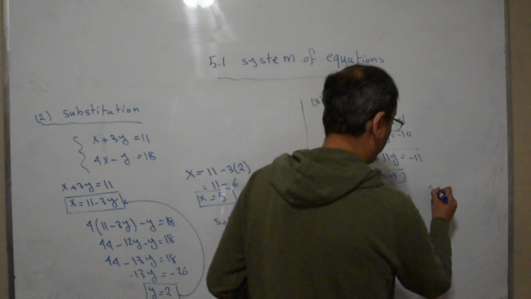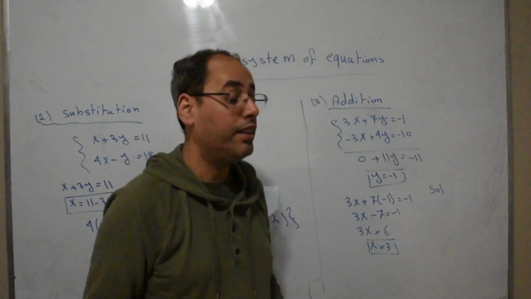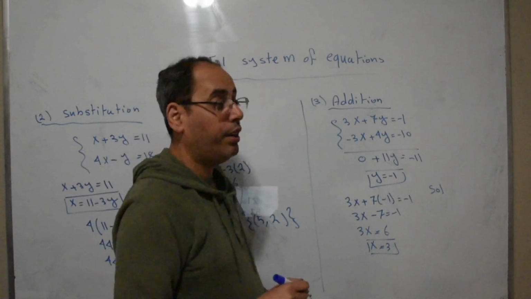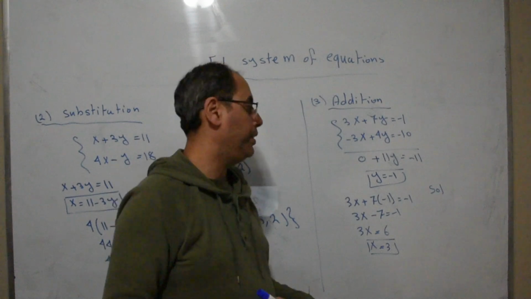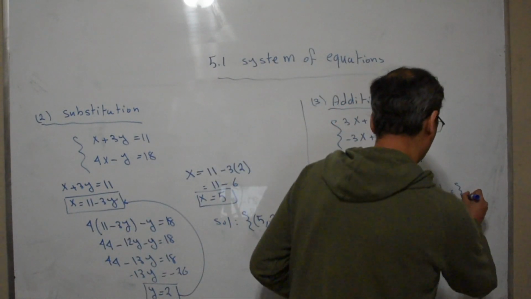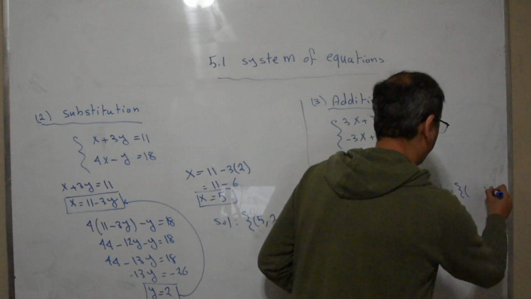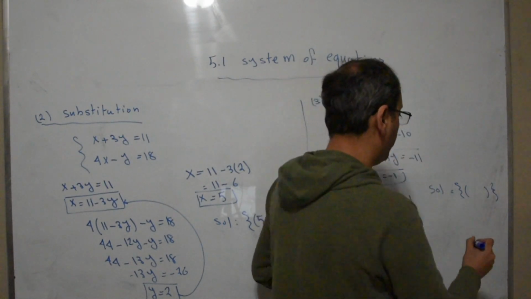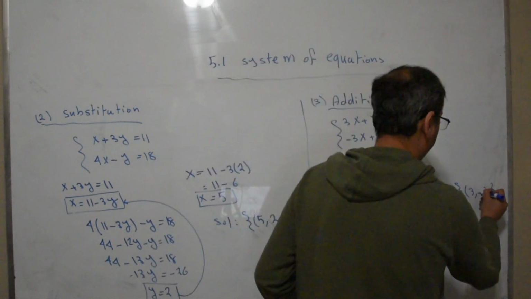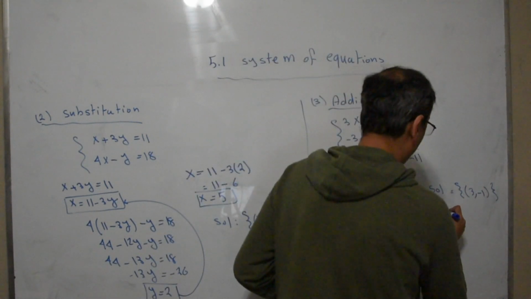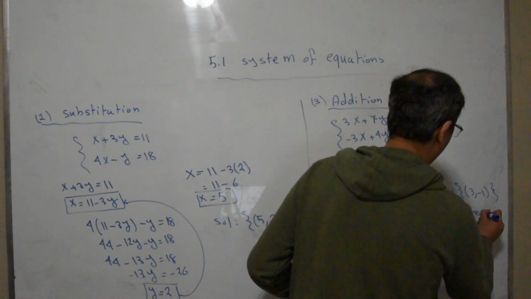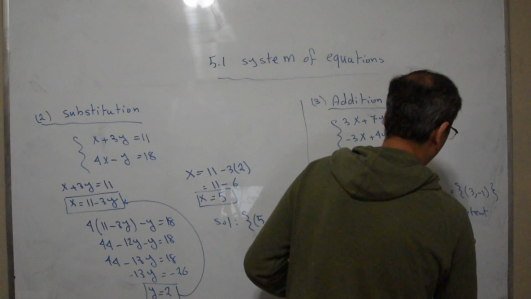So there is one solution, the system is consistent, and the variables are independent. So the solution is the ordered pair x is 3 and y is negative 1. Okay, the system is consistent and independent.